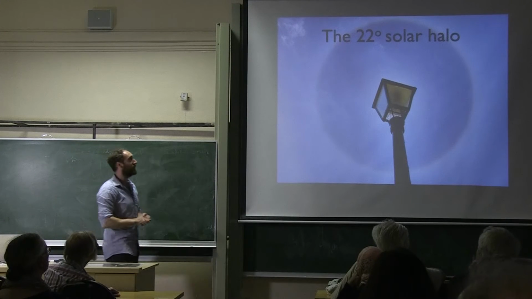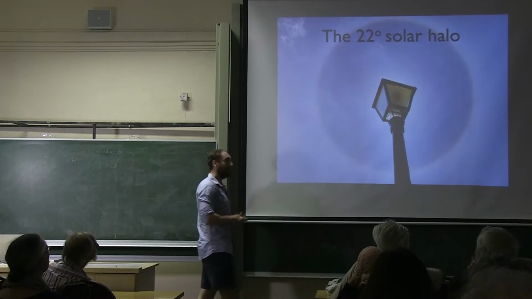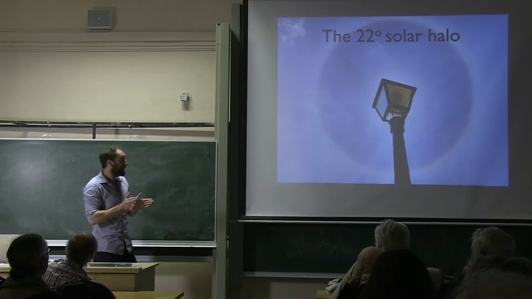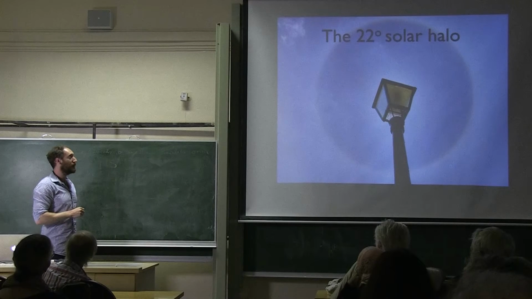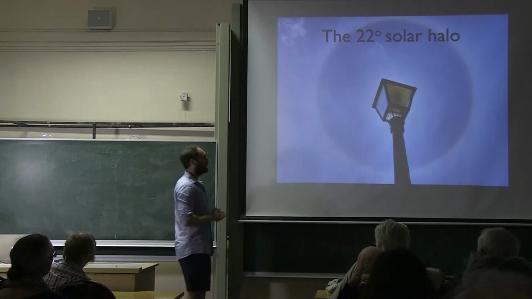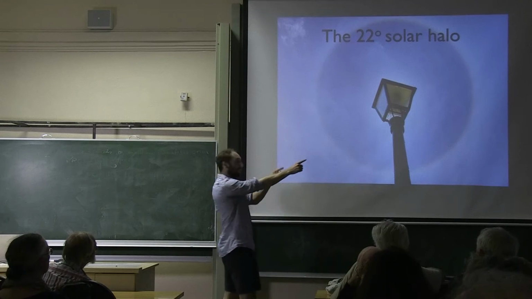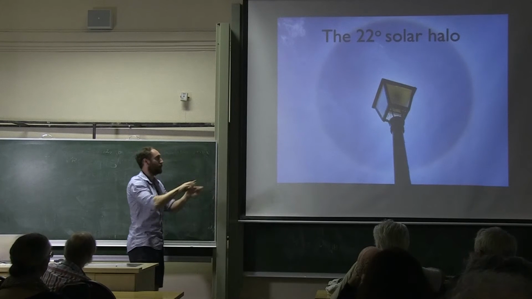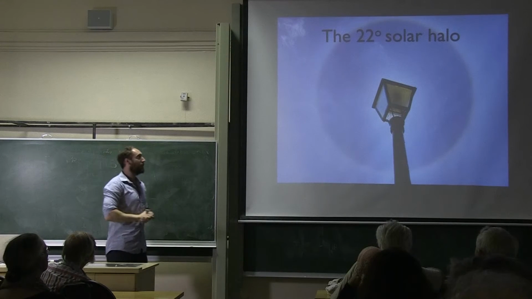And the effect is this. So this is a 22-degree solar halo. The reason it's 22 degrees is because the angle of refraction, the amount that the light is bent as it passes in and out of the crystal, is 22 degrees. So if you point towards the sun and you point towards the circle, you'll find that it subtends an angle of 22 degrees.